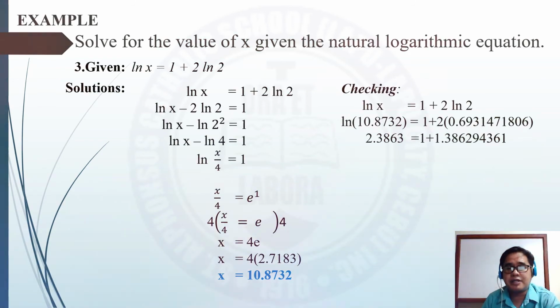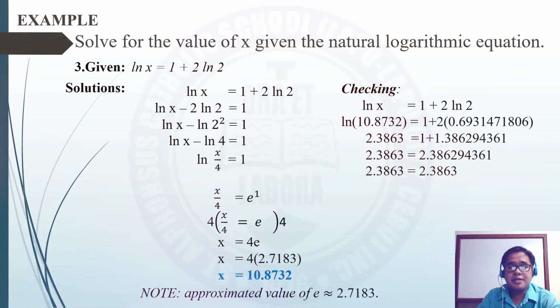So the value of ln of 10.8732 is 2.3863 equals 1 plus the answer of 2 times 0.6931471806, which is 1.38629431, and then get the sum of this expression on the right side of our equation, and it will become 2.38629431, or simply the equation becomes 2.3863 equals 2.3863. Please do not forget that the approximated value of e is 2.7183.